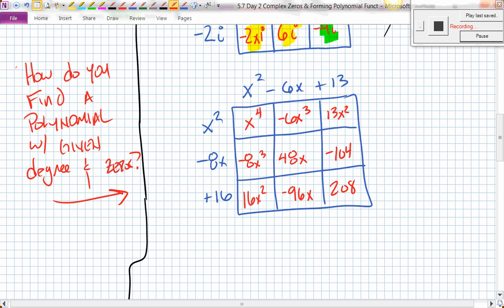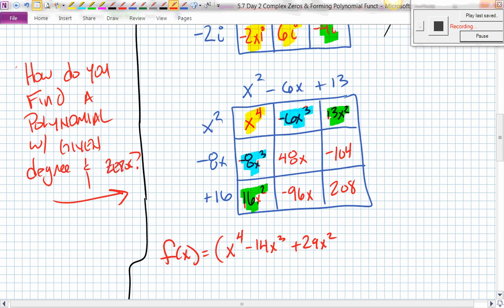All right, so let's clean this whole thing up now. There's an x to the 4th. So my function f of x is going to be, there is my 4th degree polynomial. Okay, let's check this out. Negative 6x to the 3rd and a negative 8x to the 3rd is a negative 14x to the 3rd. So minus 14x to the 3rd. Now I've got in green here 13x squared and 16x squared, what, 29x squared? So positive 29x squared.